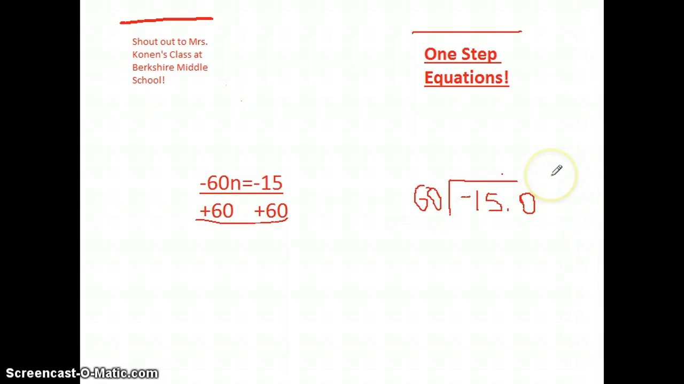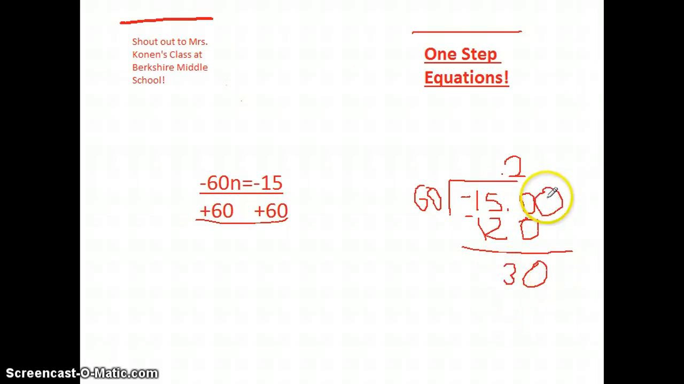60 can go into 150 if you were to round it up. It would be about 2. So we put 2 after the decimal, and that would equal 120. Sorry for this bad handwriting. I'm using a computer. So you put 0 and a 3. Simple. Put a 0 at the end if you need one, because we do. 60 can go into 300 5 times. So the answer here would be n equals negative 0.25. And that is one-step equations.